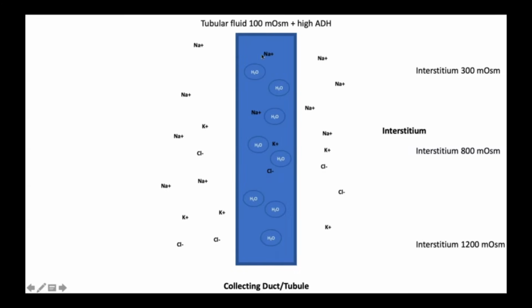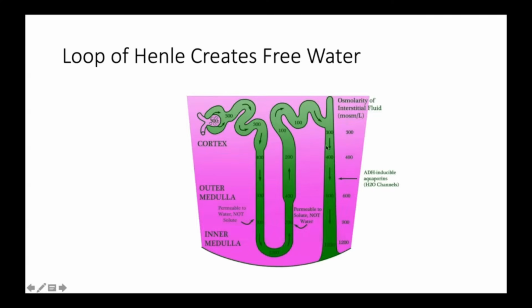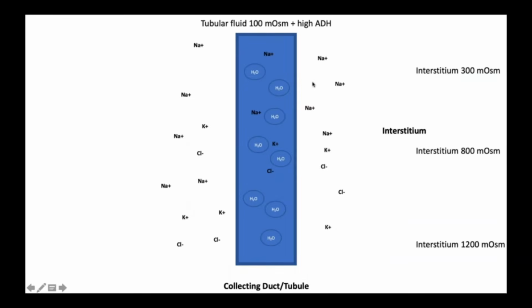So let's orient ourselves. This is now the part after the loop of Henle, the collecting duct, collecting tubule system. In our diagram before, that would be this. Normally the fluid entering the collecting duct, collecting tubule is hypotonic. Actually, sorry, we're going to see the actual physiological situation where the tubular fluid is hypotonic. Remember, the loop of Henle makes hypotonic tubular fluid.